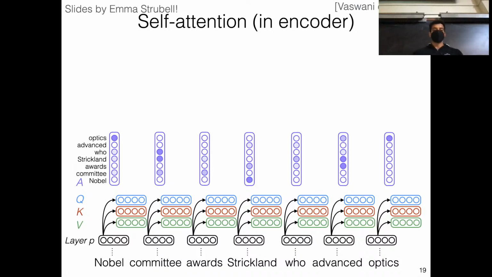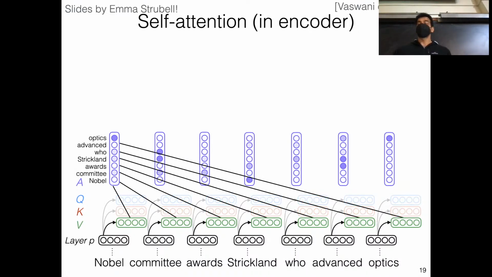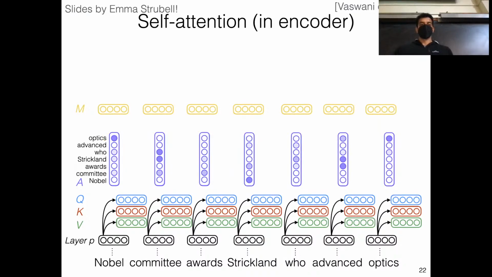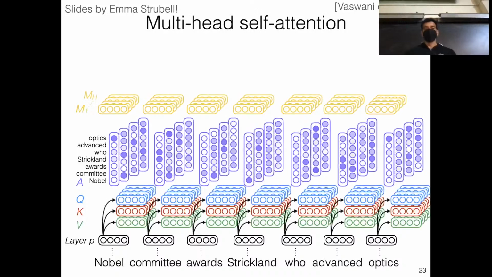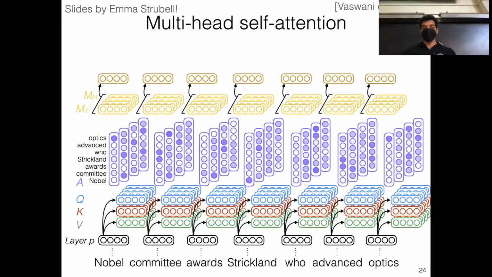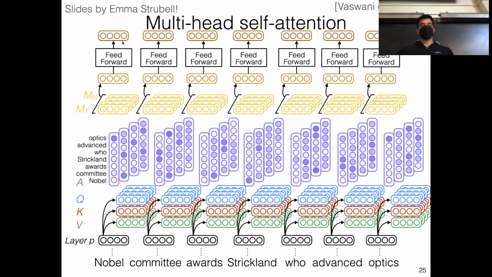So I have this attention distribution over the 7 words of the sequence. Now I'm going to do the attention weighted average of the value vectors. So I'm going to compute these yellow vectors, which are the attention weighted average. And then I have this multiple head thing, so everything just gets multiplied by however many heads I have. So now I have these 4 attention weighted averages. I'm going to concatenate them and pass them through the feed-forward layer. And now I get the final output of this layer.